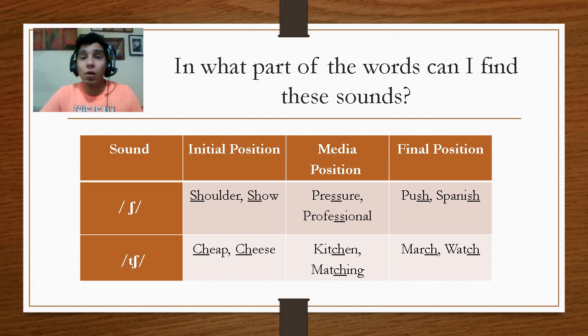Now, let's go with the ch. In the initial position, you have chip and cheese. In the middle, you have kitchen and matching. And in the final position, you have march and watch. So these sounds are very common to find in every word.